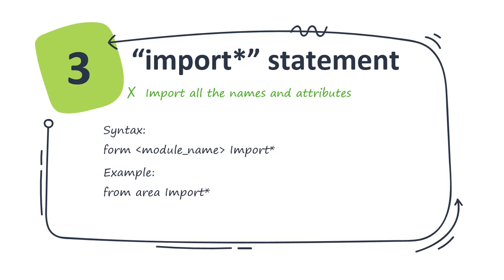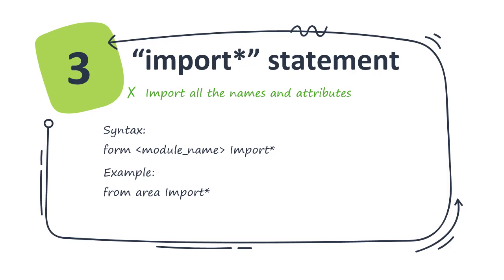So what is the specialty here? We have discussed that this area module has different functions to calculate the area of different shapes. If you want to import a function to calculate the area of a particular shape, then you can use the from statement. Here you can import all the names and variables inside that particular module itself. Then you don't have to worry about whether you have imported a particular function or not. So that is the specialty of the import star statement.